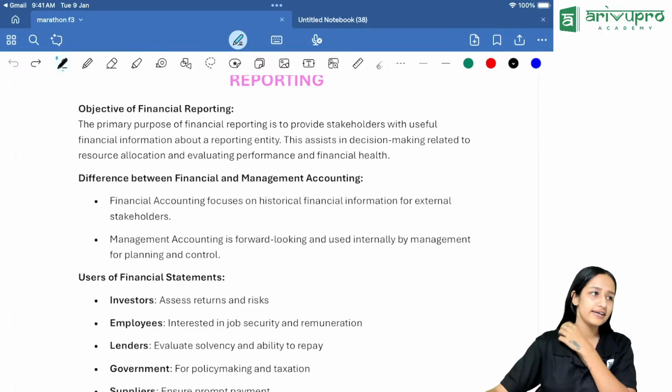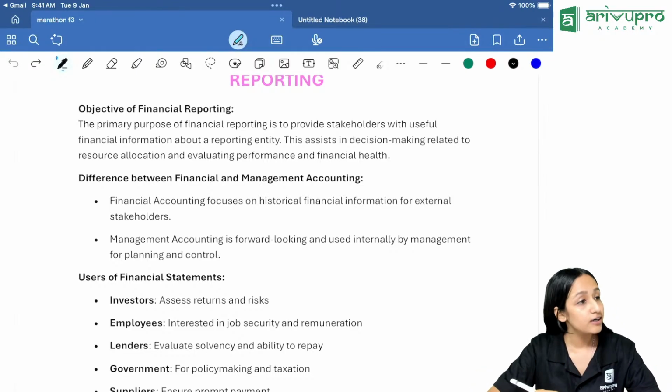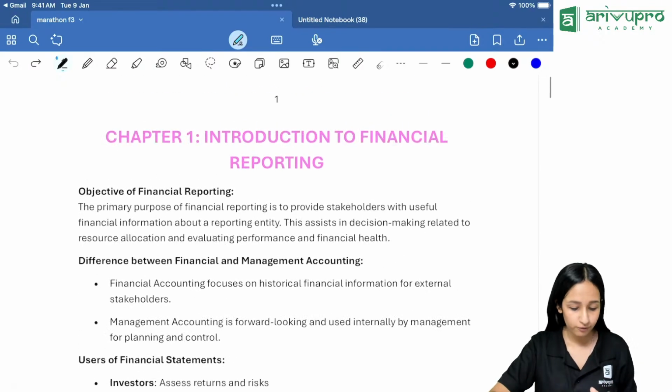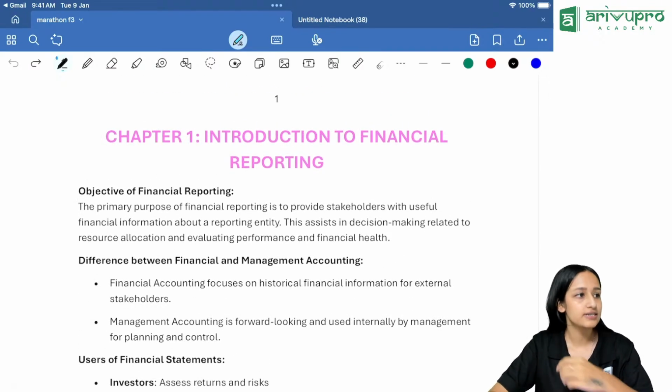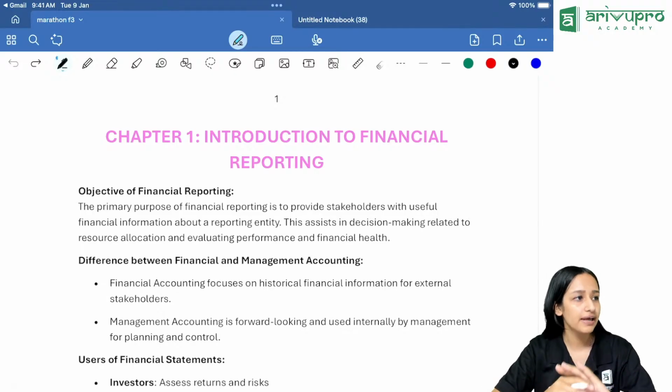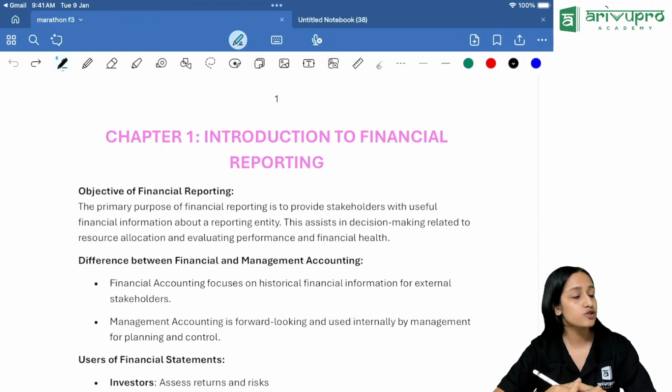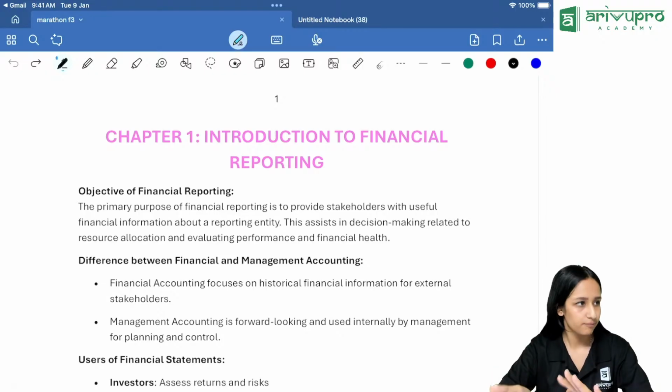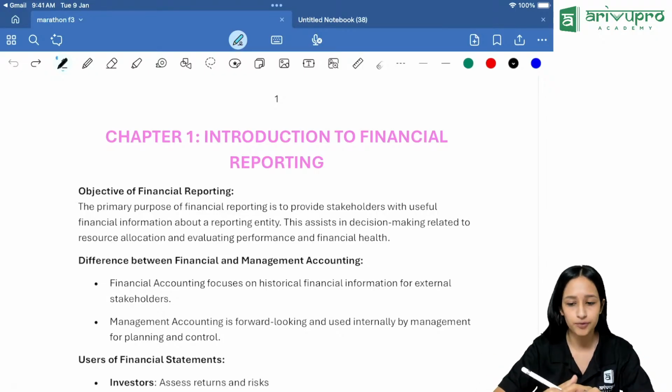Hi guys, my name is Naina. Today we'll be doing a marathon for the subject F3 ACCA, which is financial accounting. So in this we'll be covering everything related to F3 basically. So we will not be doing sums, I just want to take you through whatever theory is there, and I will tell you what kind of questions they can ask you when it comes to sums.